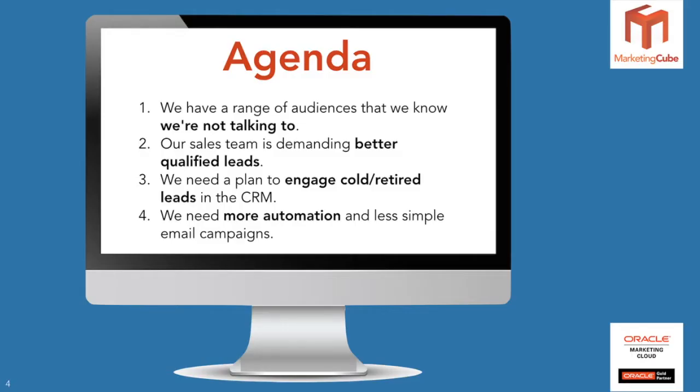Let's have a look at the agenda and walk you through what we're going to look at today. So essentially 4 key points for today's session. First of all, trying to identify those people within the database that you're not really engaging with or talking to at the moment. And so we'll look at some easy ways to be able to identify that. Second step is to look at how the sales team are demanding better qualified leads, and looking at ways that we can help deliver that, essentially.